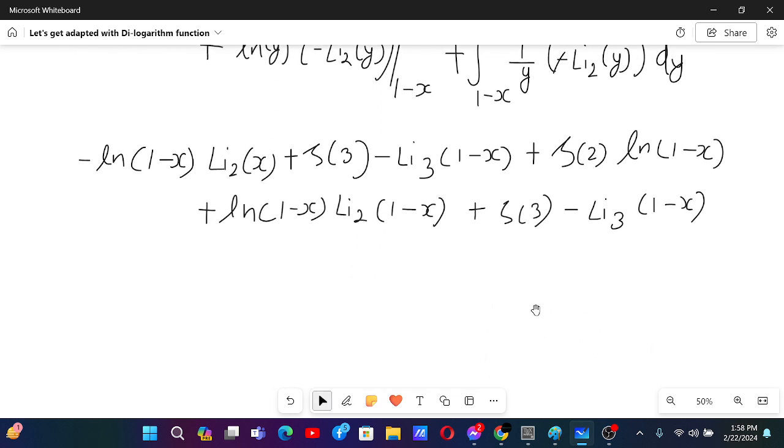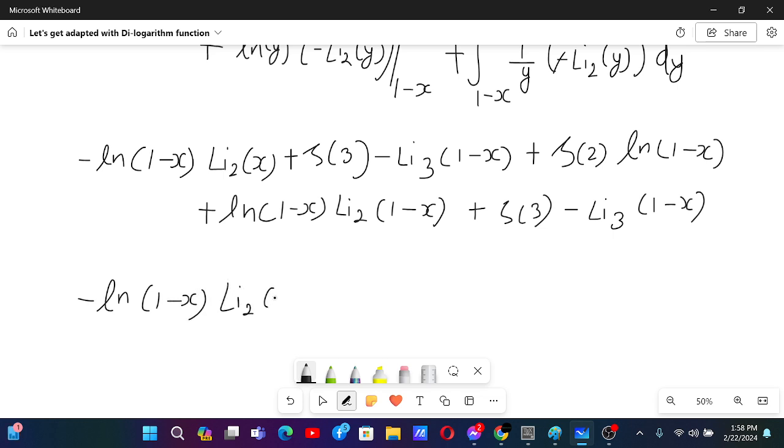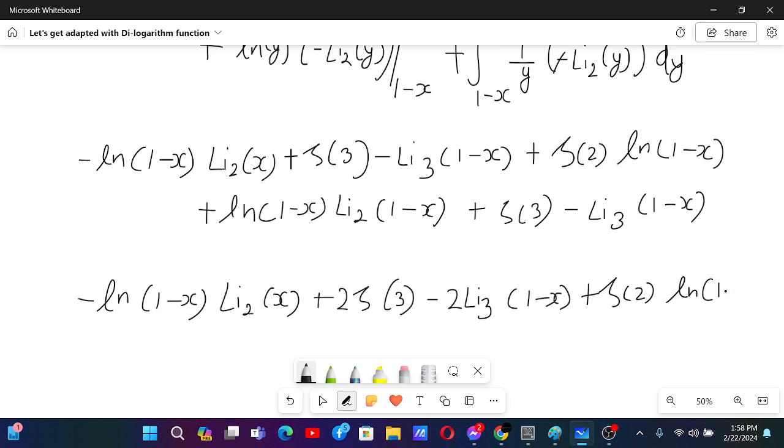So now we are at the last step. The solution will now be minus ln of 1 minus x, Li2 of x, plus 2 times Riemann zeta of 3 minus 2 times Li3 of 1 minus x, plus Riemann zeta of 2 ln of 1 minus x, plus ln of 1 minus x, Li2 of 1 minus x. This should be our answer, but let me check first. Yeah, and if it's incorrect I have to make a video again. Yes, this is the correct answer.